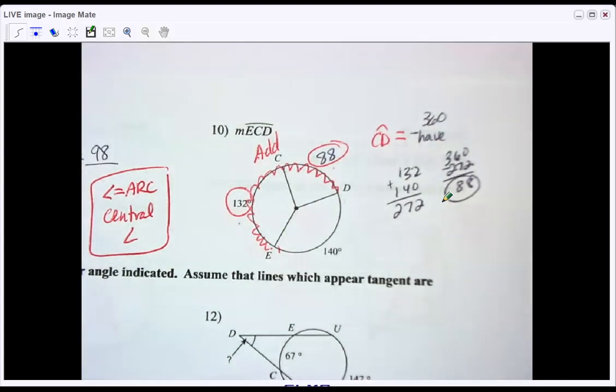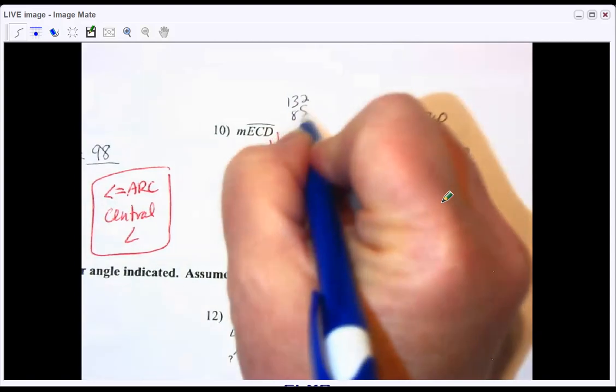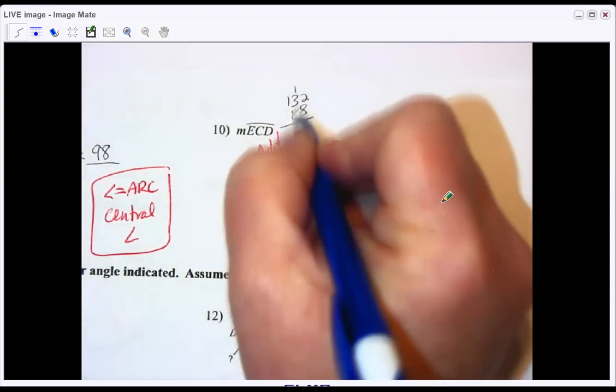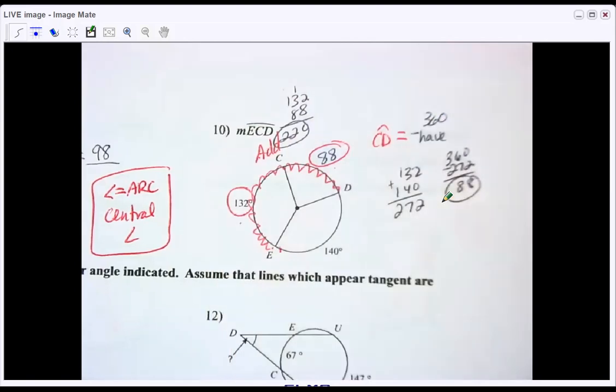Now to answer the question, I need to add these two together. So when I do 132 and 88, I get 220. Okay. And several of you had that in there. Thank you very much. So put in the chat box if that made sense. Yes or no? Good. You can do kind of or a flat out no, it just did not. Okay, good.